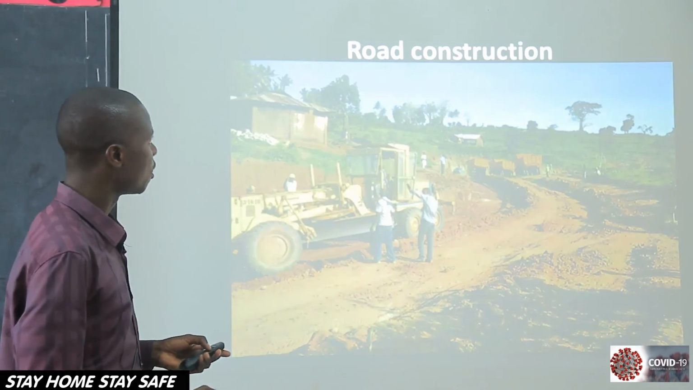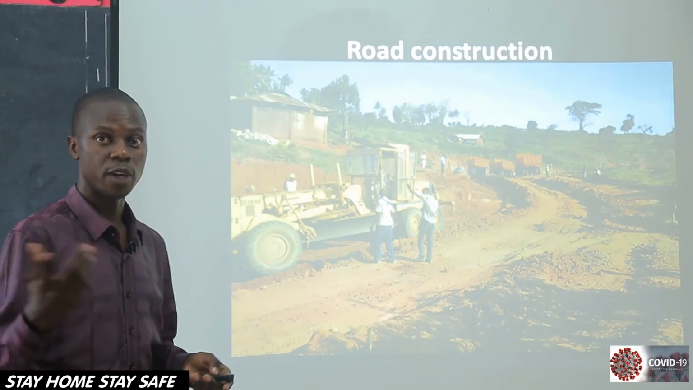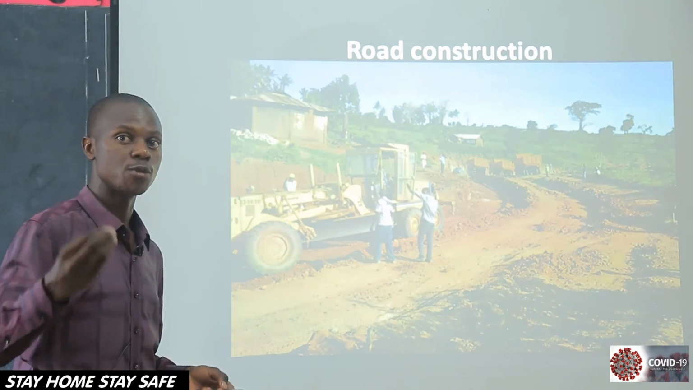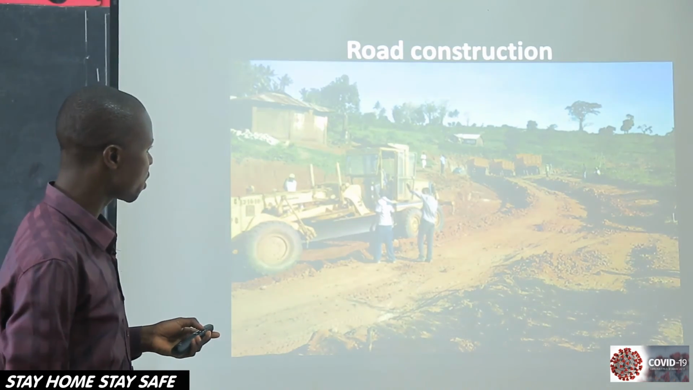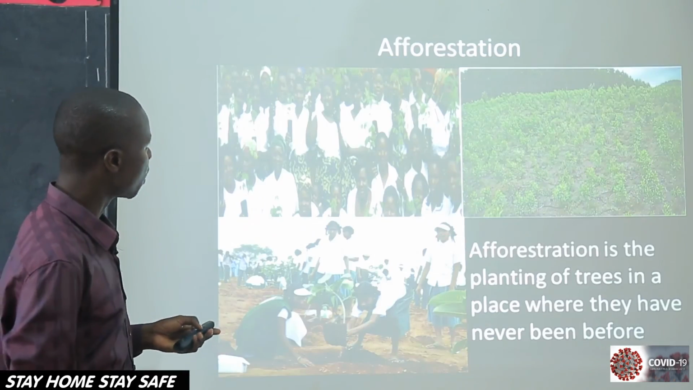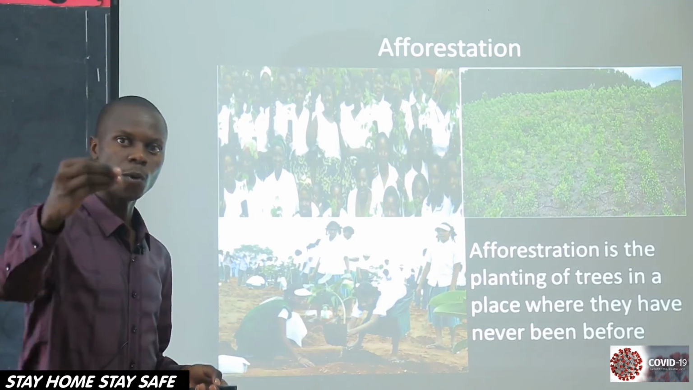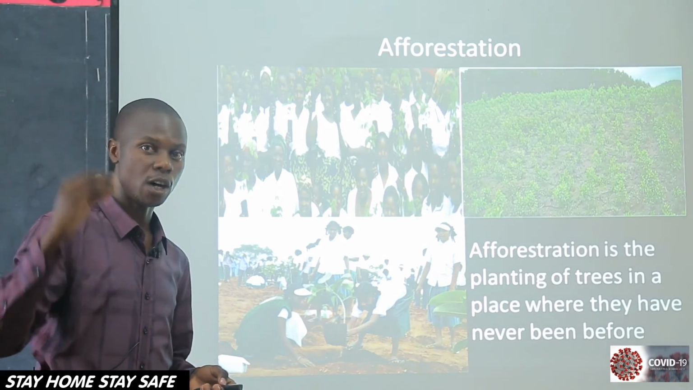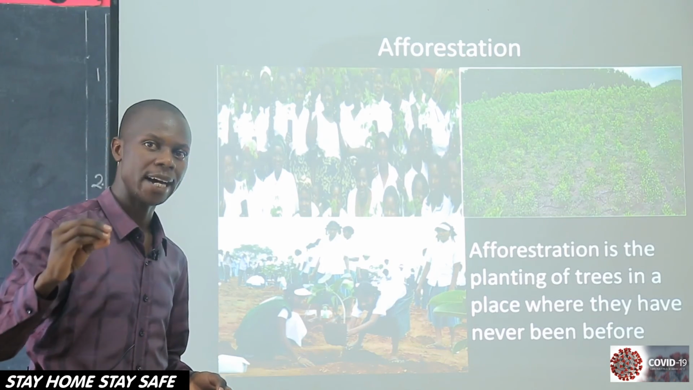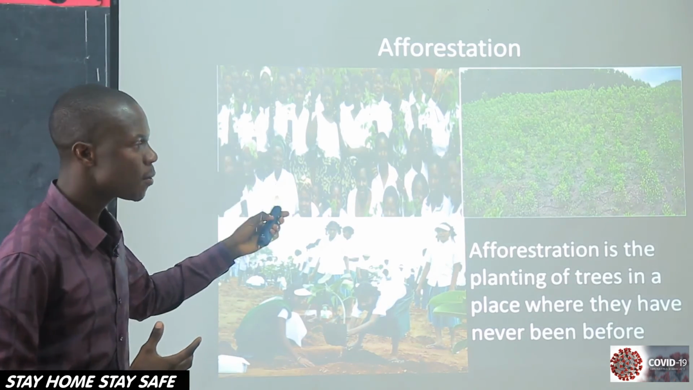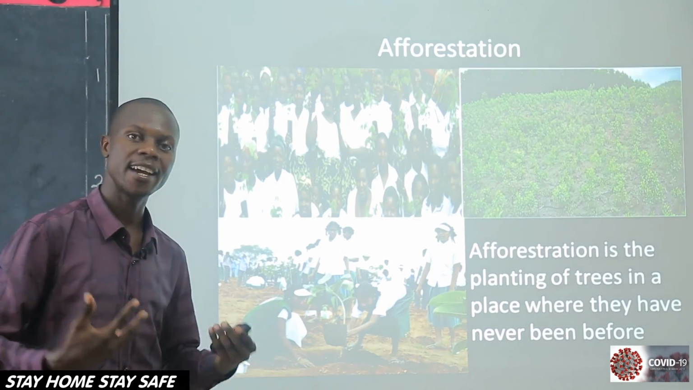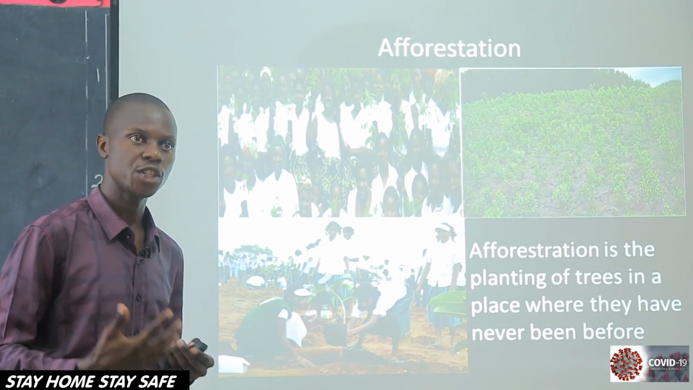Of course, no. Then road construction, I've already talked about that. It can also lead to destruction of our vegetation. So you can see in this picture, road construction is taking place. Then whatever we've been looking at, those have been bad human activities. Then we have these good human activities that can encourage vegetation growth.